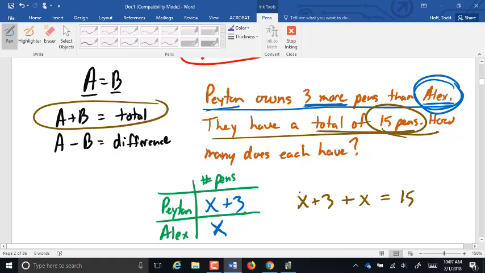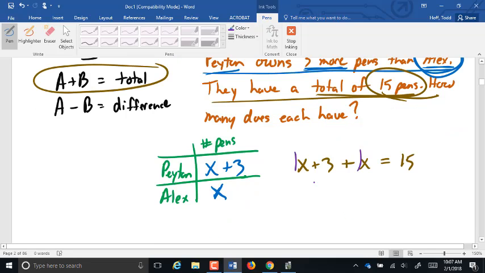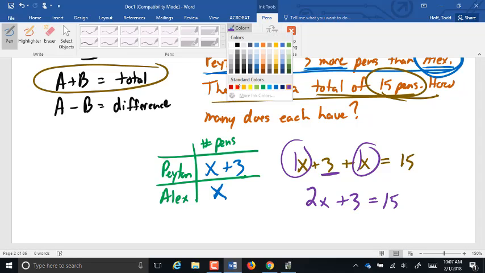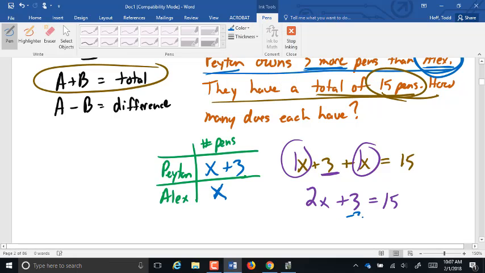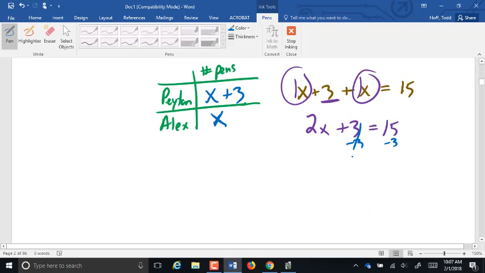Now to solve this, it might be easier if we think of this as 1x and 1x. We combine those to get 2x. 1x and 1x makes 2x. We still have the plus 3. That equals 15. To solve it, what are we going to do first? Subtract 3. So 2x equals 12. That's exactly what you were saying to do at the beginning, but I wanted to make sure we went through the process. So then we would divide by 2. So x equals 6.